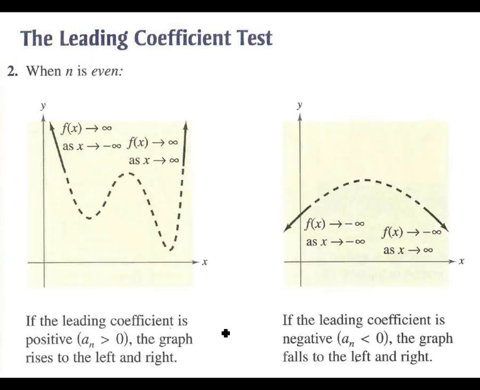Same thing applies to even functions, but in this case, if we're even, like x squared, our ends go in the same direction. Positive, both go up. Negative, both go down. We don't know what's going on in the middle. All sorts of things could happen, but on the ends, we're going to be going in the same direction.